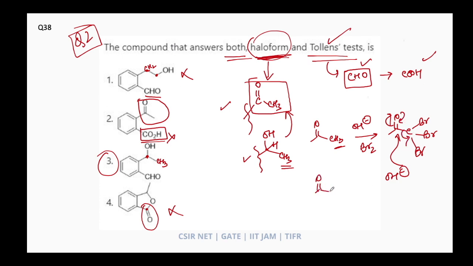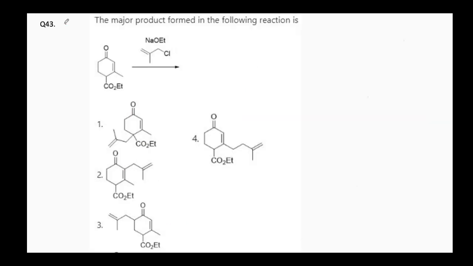You have COOH plus CBr3 minus. That minus is going to take a proton. Here you get the bromoform. So this is the haloform test. This requires this particular group, and it also qualifies for the Tollens test, which requires CHO. Once again, very simple question. The answer is 3.